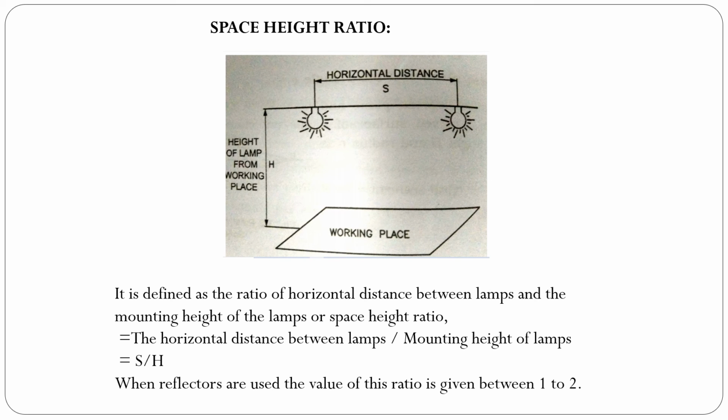Now space height ratio. Here we take two lamps together. This is lamp 1, this is lamp 2. The distance between these two lamps is denoted by S, and this is the working plane. So this is the height of the lamp from the working plane. It is defined as the ratio of the horizontal distance between the lamps to the mounting height of the lamp, so we can say S by H. Its value should be between 1 and 2.